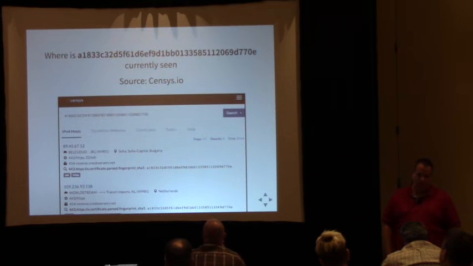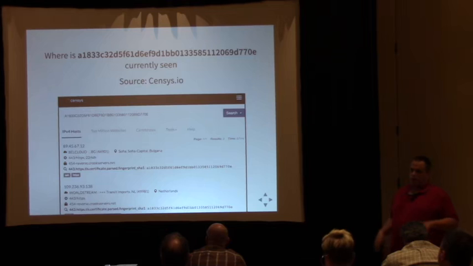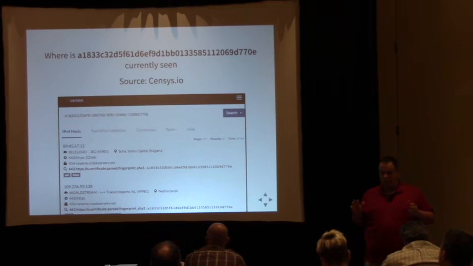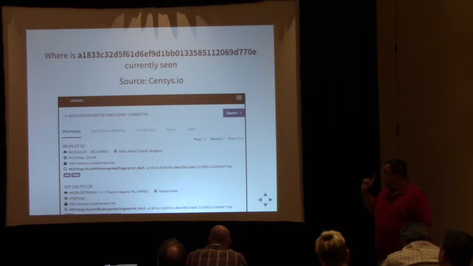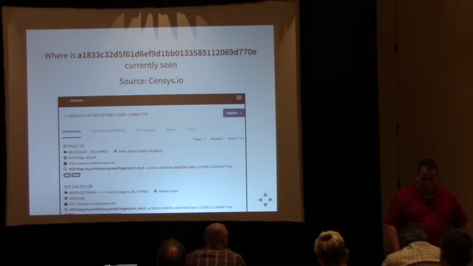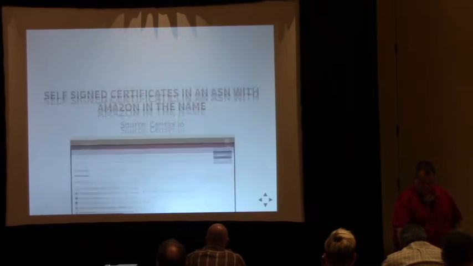Census: where is this certificate currently seen according to Census? Census is closer to real time, so this is great to see whether it is operational now. In this case, there are these 2 IP addresses. I will go over this slide again later. Hopefully some people will recognize those IPs. If not, you will soon.